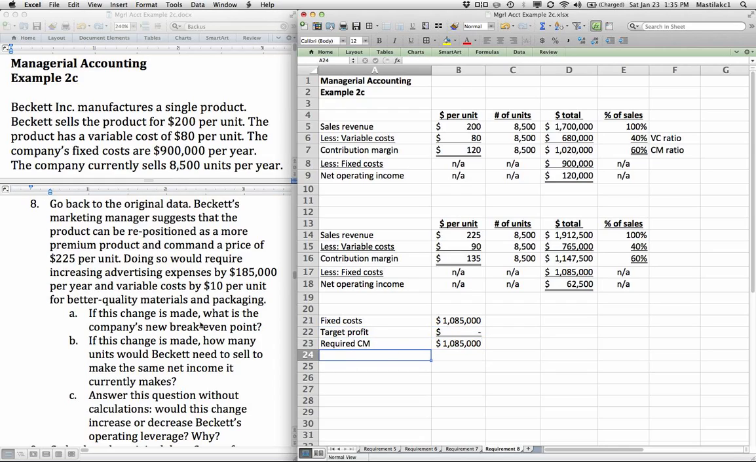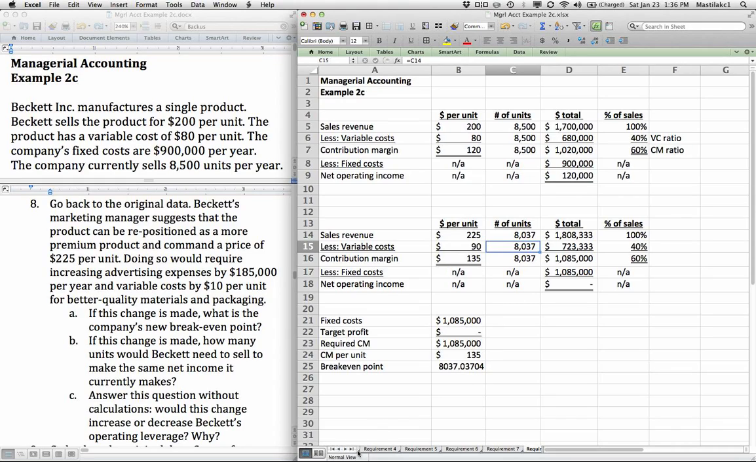We're asked how many, we're not specified what's the company's new break-even point, so we could answer it in terms of units, CM per unit. Our new CM per unit is $135 per unit, so our break-even point is $1.085 million divided by $135 per unit, and our break-even point is 8,037 units. So if we plug 8,037 units into here, we will get break-even. All right, so that makes sense. So we can break even at 8,037 units.